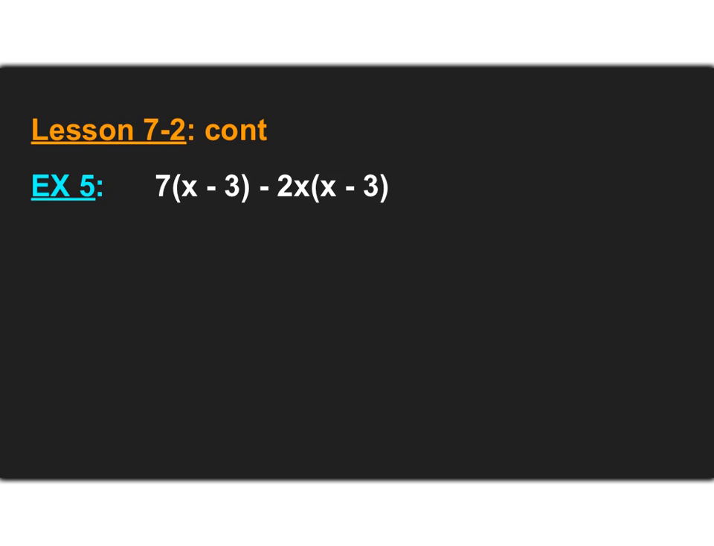Okay, so today we're going to look at the second part of 7-2, which is still factoring out the greatest common factor, but this time it's going to look to you as if this is a much more complicated problem, but it's actually much easier than what you think it is.